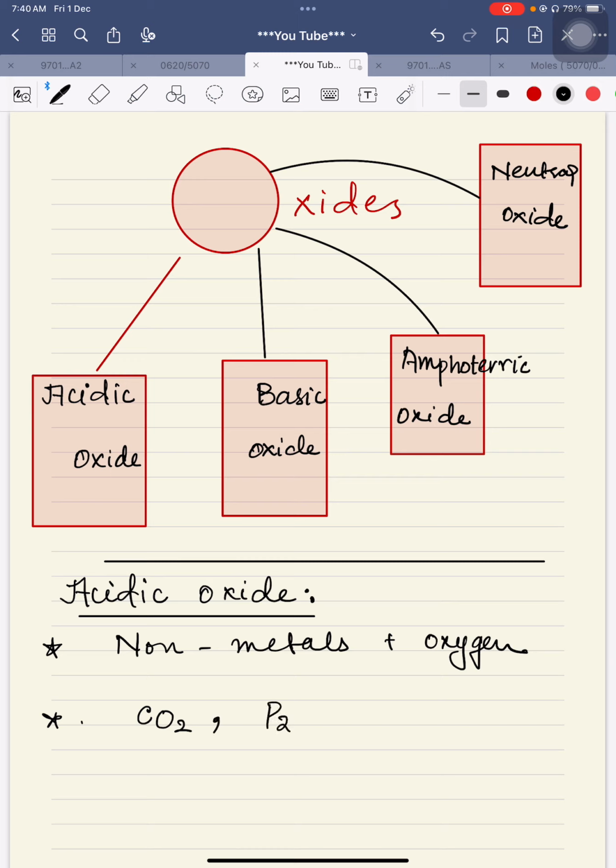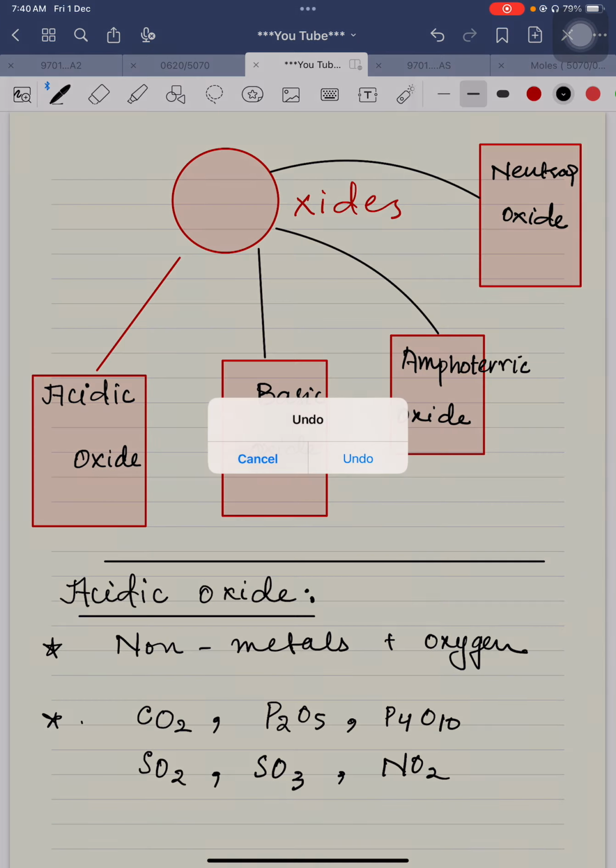Okay, then P2O5, it is a phosphorus oxide. There is another formula of this, and that is P4O10. So these two formulas are telling you that these are the oxides of phosphorus. Then there is sulfur dioxide, sulfur trioxide. So there is nitrogen dioxide, etc. These are the famous oxides of non-metals, making the acidic oxide category. Okay, so right now we can discuss what the basic properties of these oxides are. Let's go on to a new page.